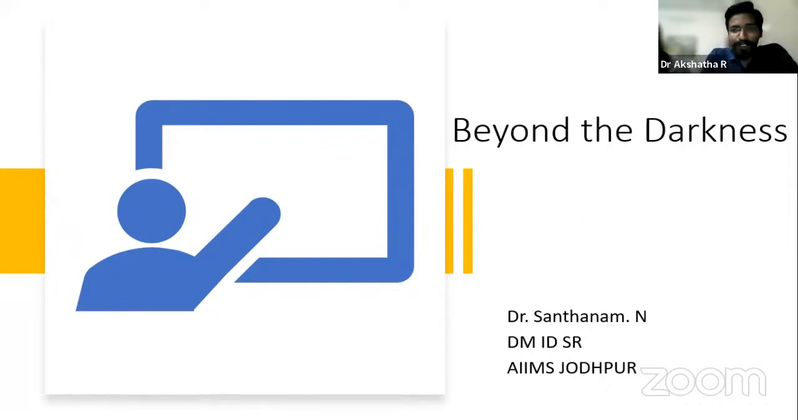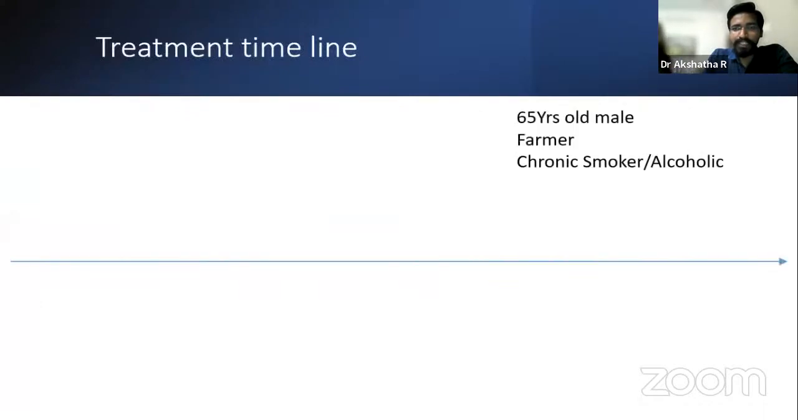Good evening to all. I'm going to present my interesting case, Beyond the Darkness. I will go with my case timeline. A 65-year-old male, farmer by occupation, came from Rajasthan. He is a known smoker and alcoholic for a long time.